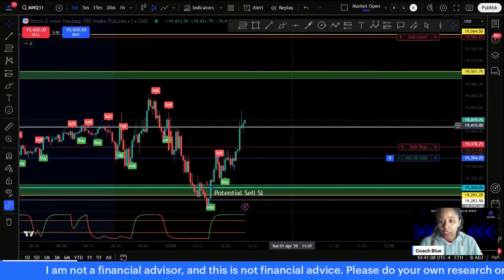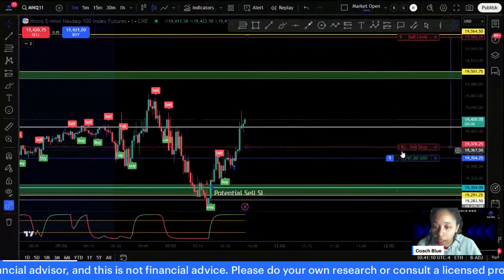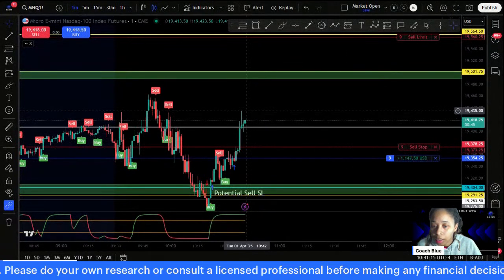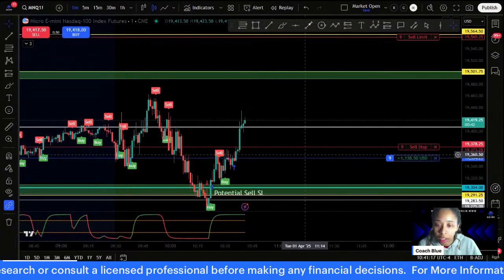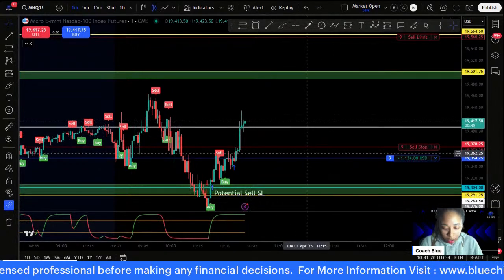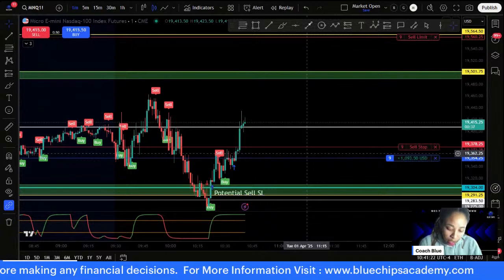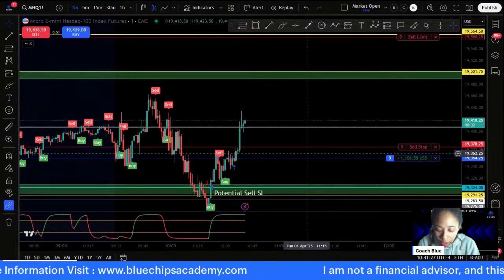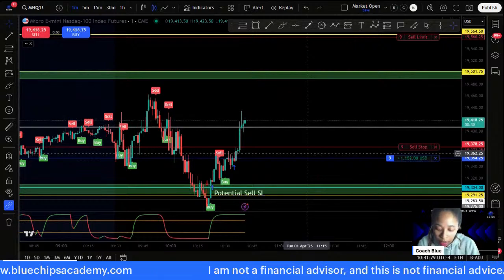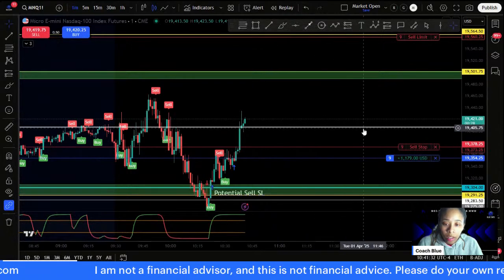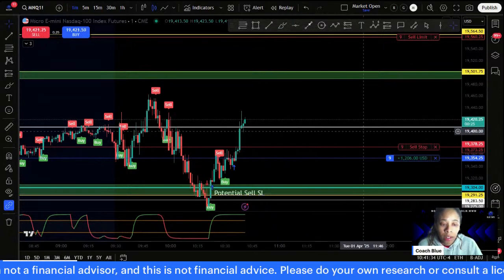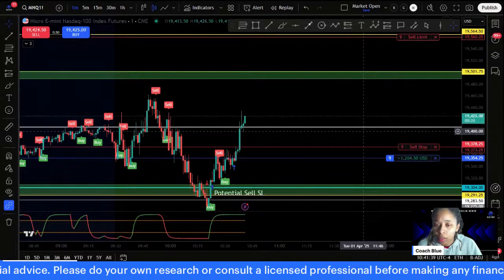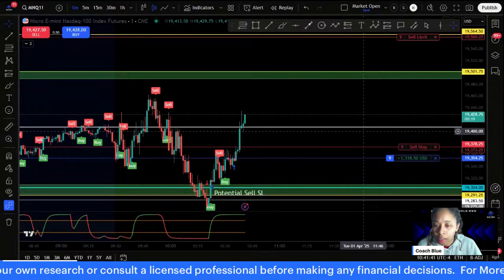Okay, so we're moving up now a little bit past this area. So I'm going to lock in some more profit, guys. Let me see how this candle closed first, and then I'm going to move it up just a little bit more, so you guys can see where I am. Okay. Over $1,200 in running profit right now. Here we go.